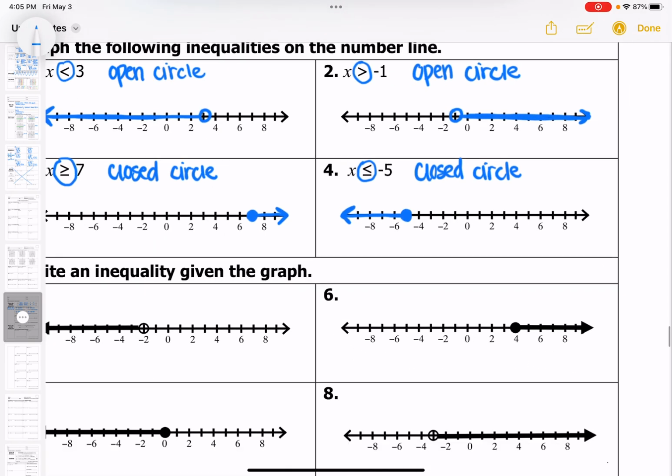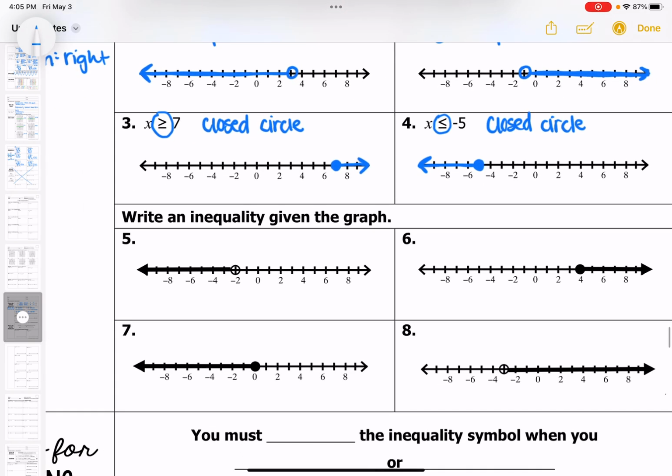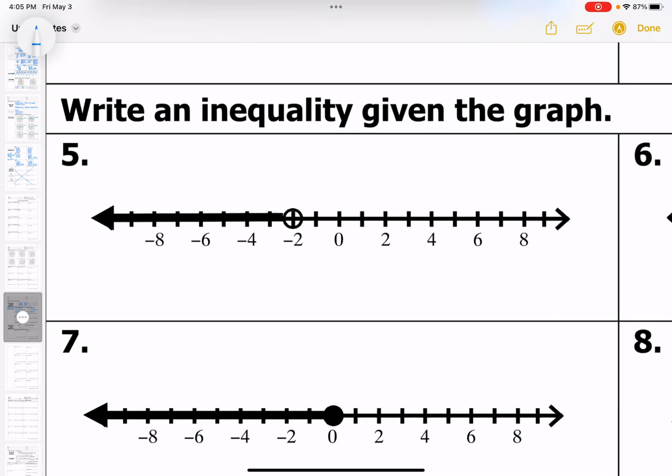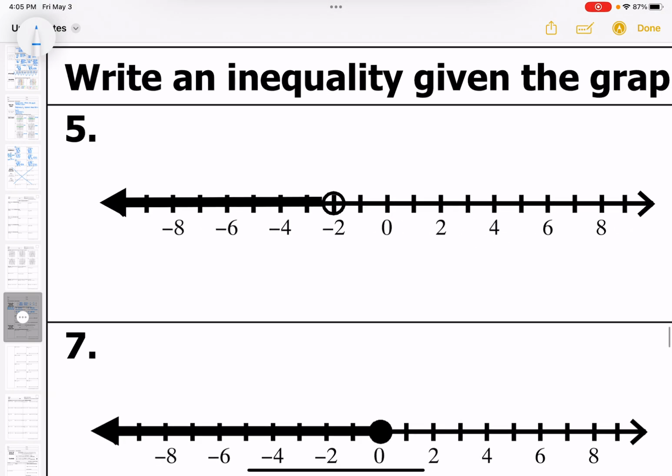All right, number 5 through 8, we're going to write the inequality given the number line. So number 5, we have an open circle on negative 2, and it's shaded to the left. That tells us I'm going to be using the less than sign because it's open and it's to the left. And then the number that the circle is on is negative 2.